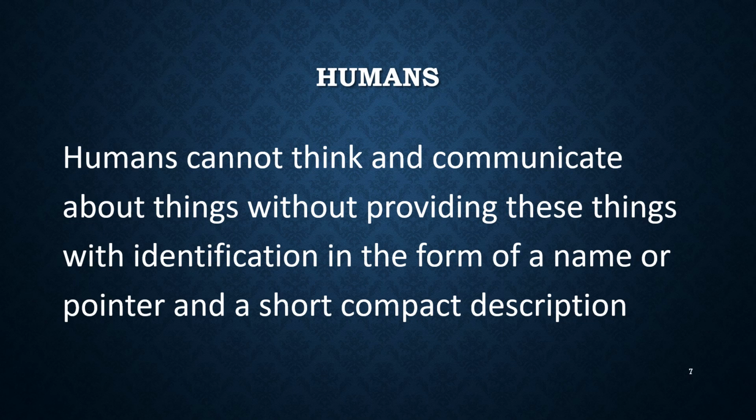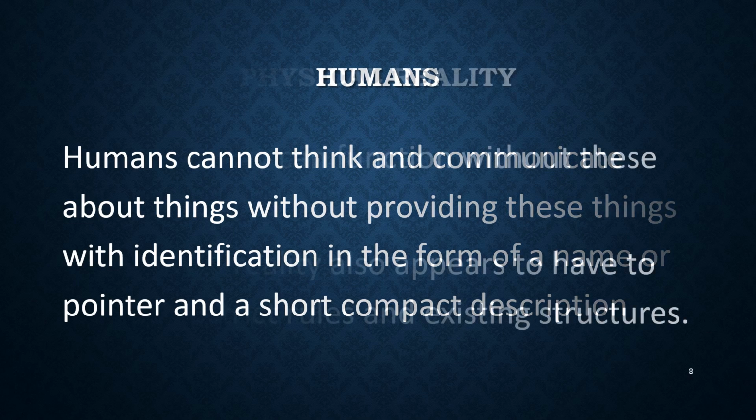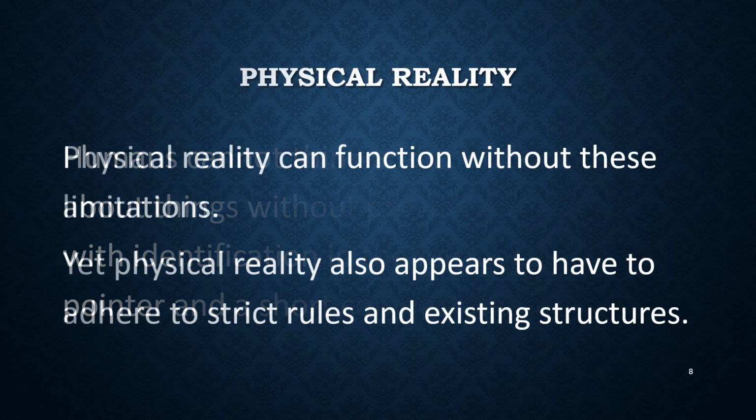Humans cannot think and communicate about things without providing these things with identification in the form of a name or pointer and a short compact description. Physical reality can function without these limitations. Yet physical reality also appears to have to adhere to strict rules and existing structures.